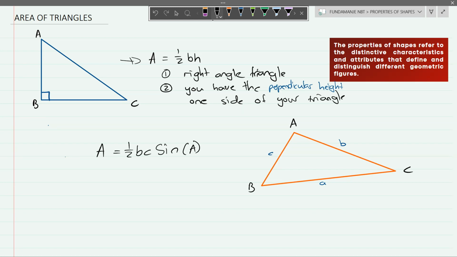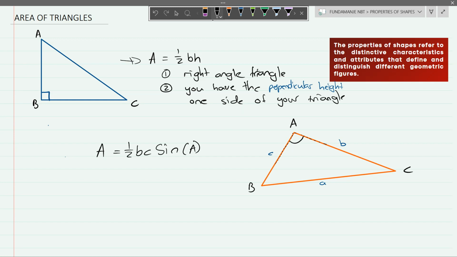So this formula works if you know the angle of one of the angles in your triangle, and you know at least two sides, or not just any two sides, but the two sides that form that angle. In this case, it would be side C and side B. They're the ones forming angle A. Therefore, you need to know B and C in order for you to find the area of this triangle.